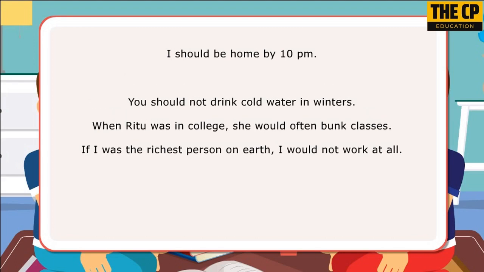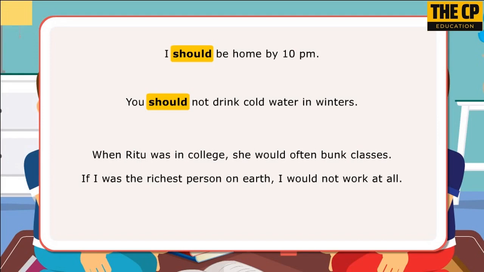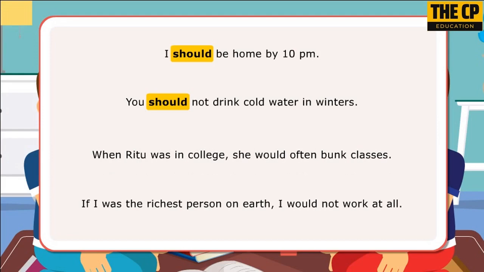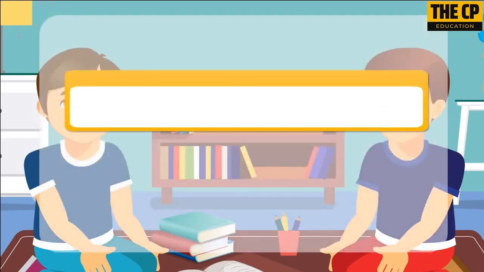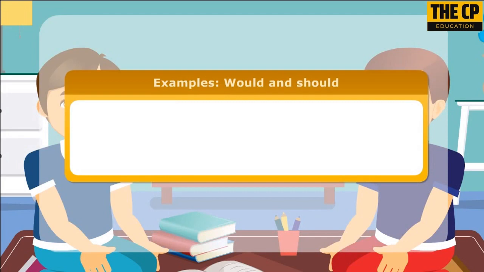In the first sentence, should has been used to express a probability. In the next sentence, should has been used to offer an advice. In the third sentence, would has been used for a past habit. In the last sentence, would has been used in a conditional sentence in respect to a hypothetical situation. Here are few more examples of use of would and should in sentences. I wish they would not make so much noise.